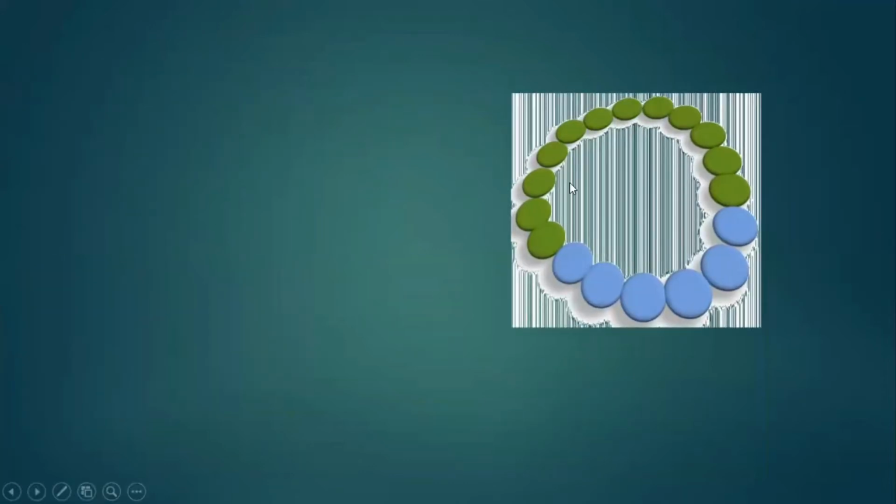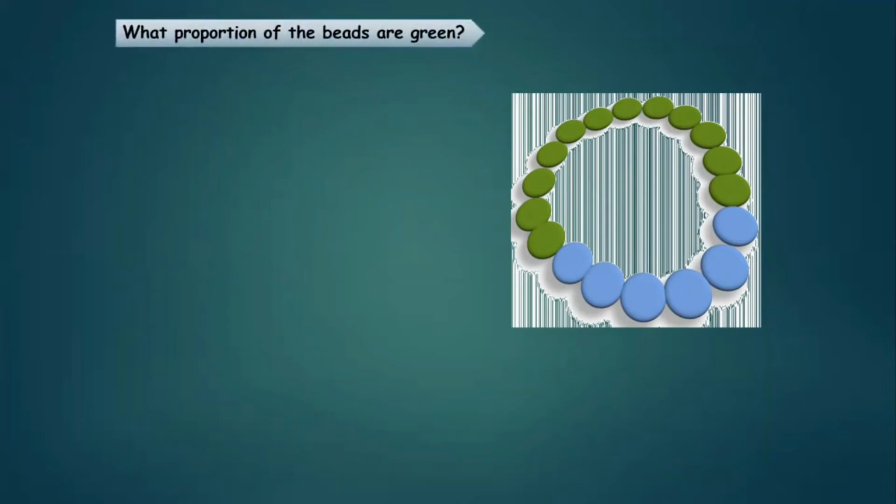Okay, what do you observe here? A necklace. So what is the proportion of beads that are green? How many green beads are there? 1, 2, 3, 4, 5, 6, 7, 8, 9, 10, 11, 12. Okay, there are 12. And how many blue are there? 1, 2, 3, 4, 5, 6. So total beads are 18. So the proportion of green beads is 12:18, that is 12 upon 18, and this can be simplified further. I can divide it by 6, so I get 2 upon 3 as the proportion of green beads.